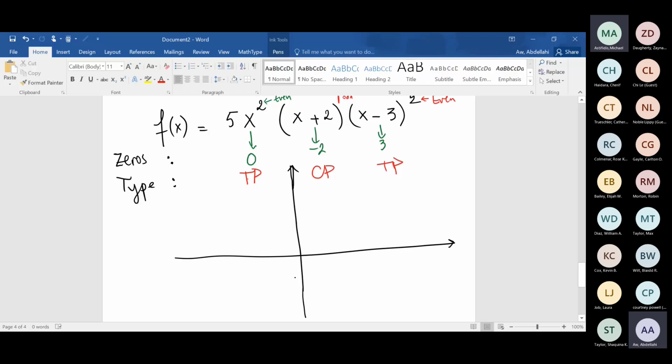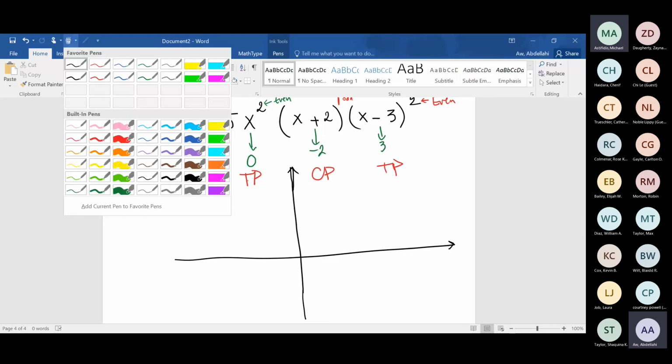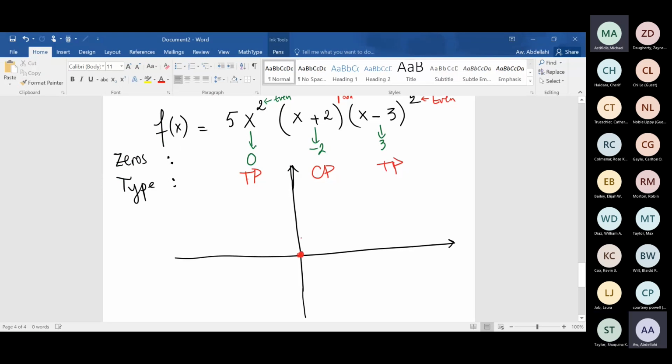Okay, so we have 0. It is a turning point. We have 3, which is a turning point. And we have -2, which is a cross point. Okay, so now what number are you going to test? Any number. It just has to be a nice number, so we don't struggle. 1. 1 is a good number to test with, right?